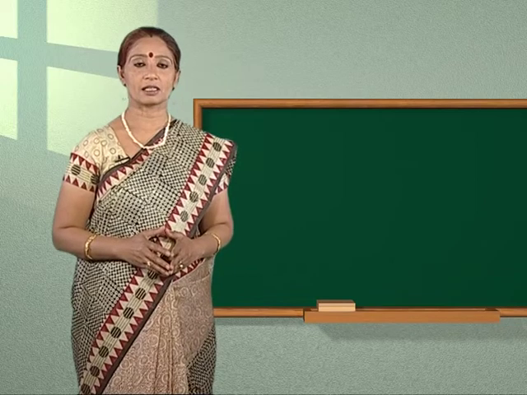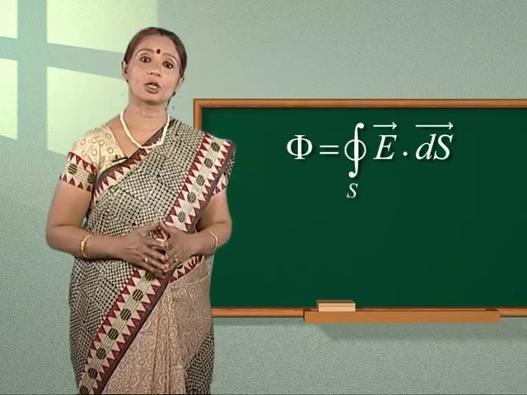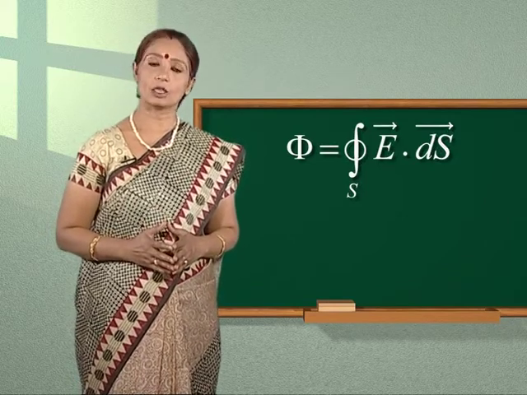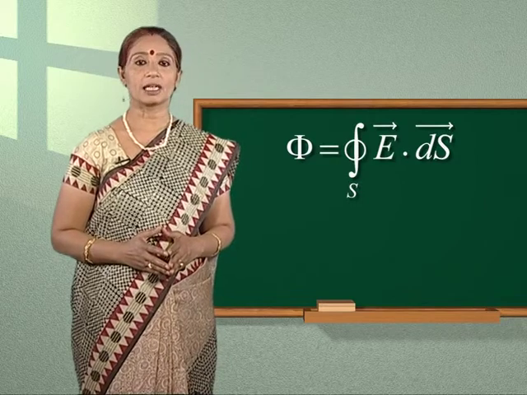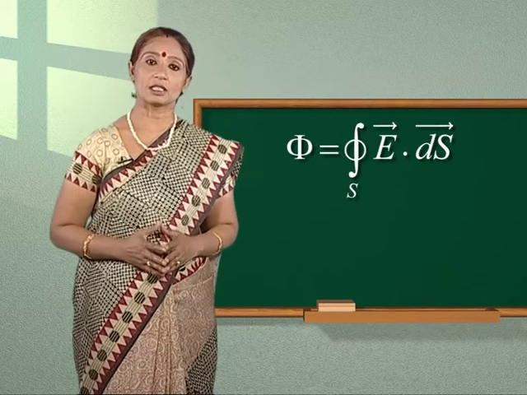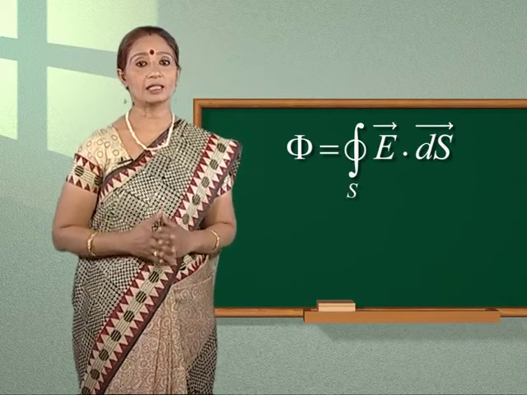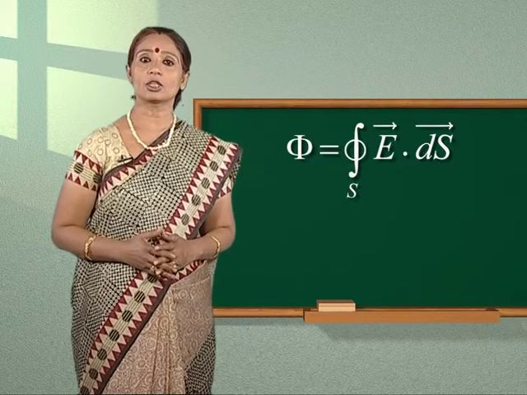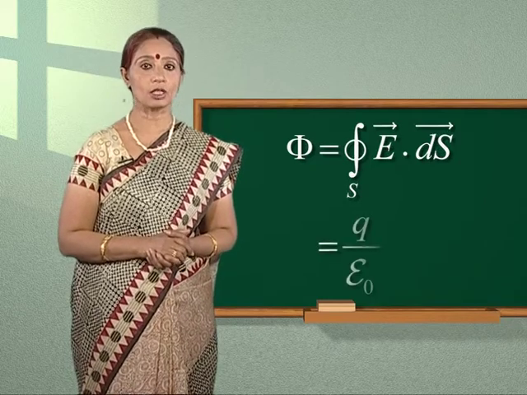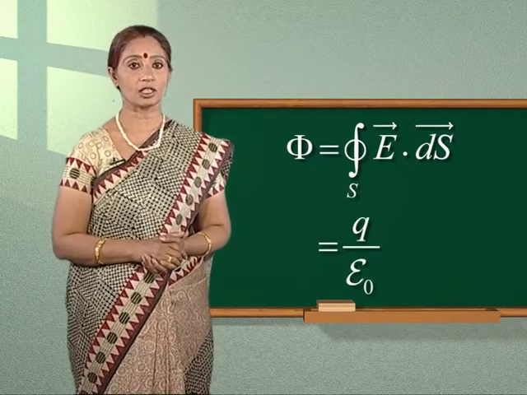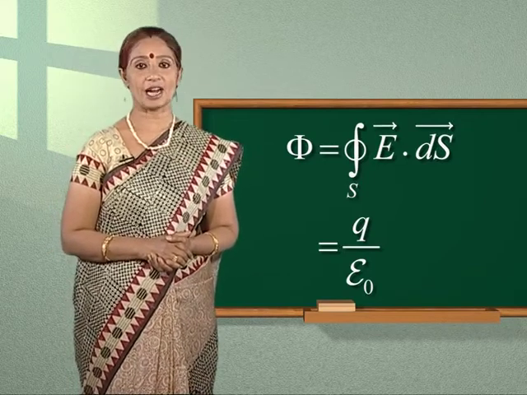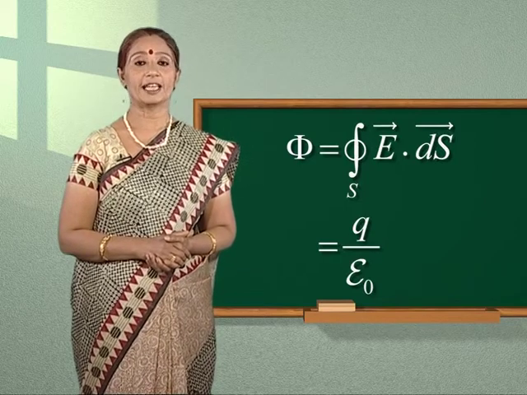Total electric flux, capital Phi, through the closed surface is equal to the integral over a closed surface of the dot product of electric field vector E and area vector dS. On the other hand, according to Gauss theorem, electric flux through a closed surface is equal to the ratio of enclosed charge Q and epsilon naught. Let us now try a numerical problem based on Gauss theorem.